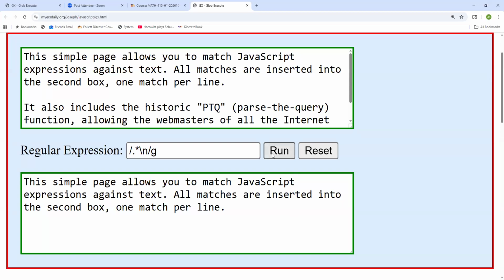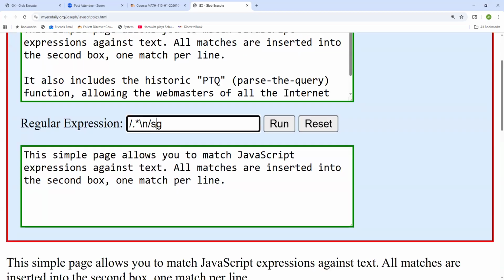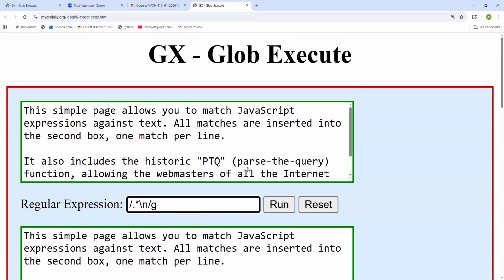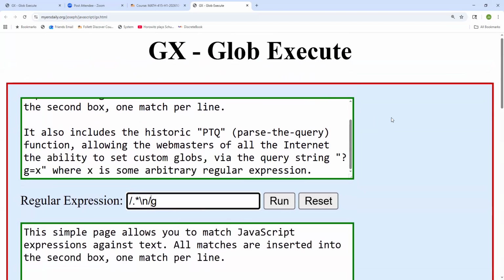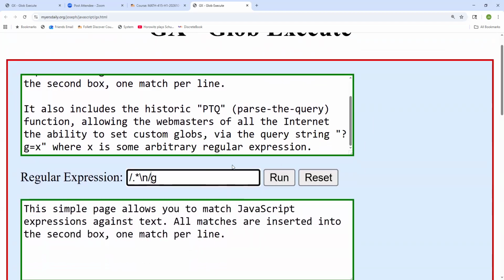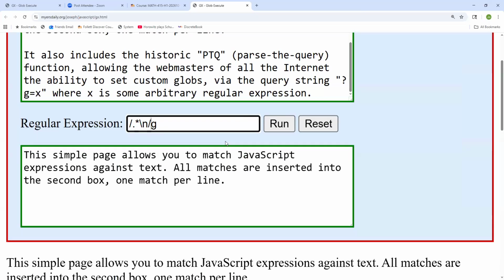Let me try something. Let me put an S at the end of that. Still doesn't work. I think I might have programmed it so it wouldn't accept multiple lines a long time ago. But theoretically, if you run a regular expression against the full text, both paragraphs, it should actually find the second paragraph as well. Might have to go back and check why it's not doing that though.